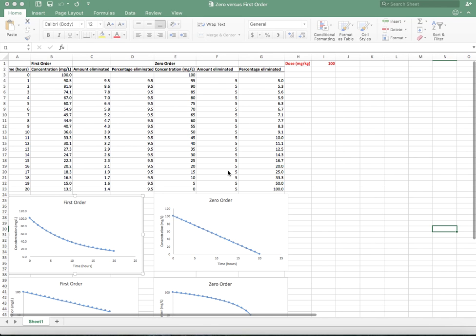Let's demonstrate the difference between first and zero order processes using this spreadsheet. I've uploaded this spreadsheet to your course material so that you can use it to explore these concepts further.